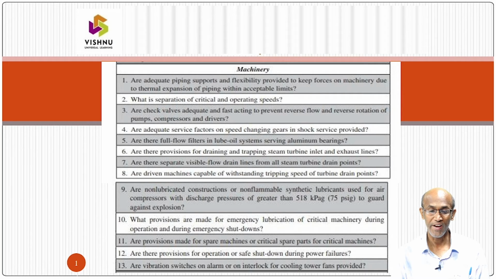Are non-lubricated constructions or non-flammable synthetic lubricants used for air compressors with discharge pressures of greater than 518 kPa to guard against the explosion? What provisions are made for emergency lubrication of critical machinery during operation and during emergency shutdowns?